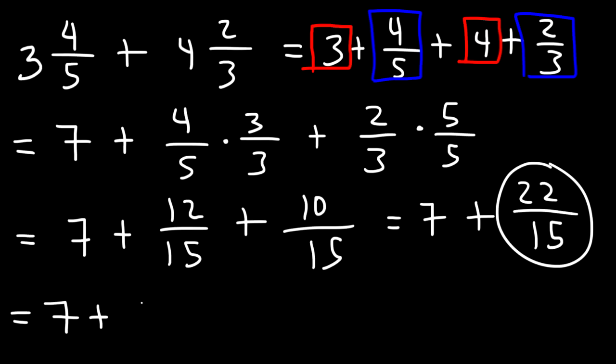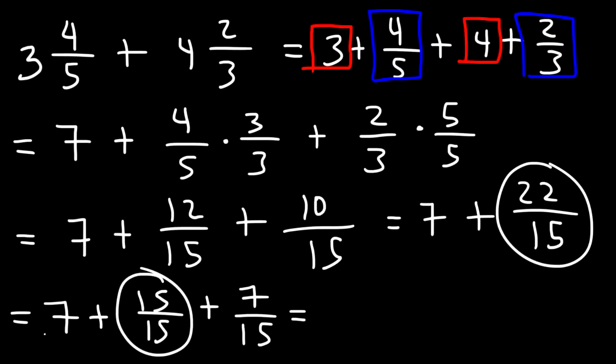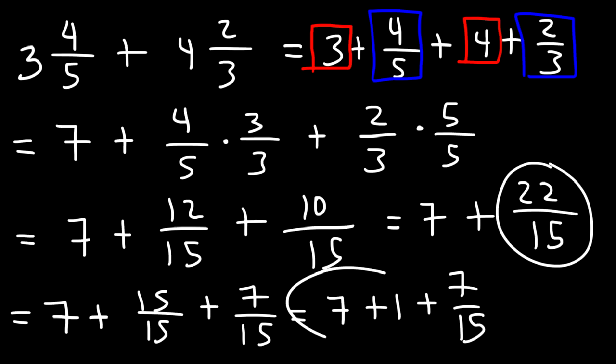Now 22 is the same as 15 plus 7, so I'm going to expand 22 over 15 as 15 over 15 plus 7 over 15. Now 15 over 15 is 1, so I'm going to have 7 plus 1 plus 7 over 15. And 7 plus 1 is 8. So my final answer is going to be 8 plus 7 over 15, or simply just 8 and 7/15. So this is the final answer to this example.